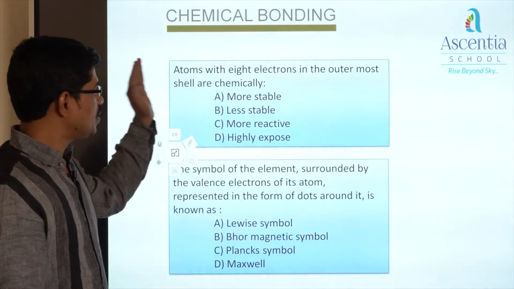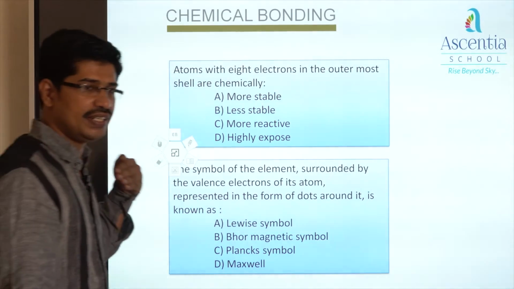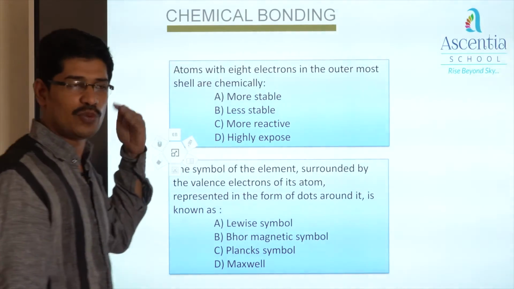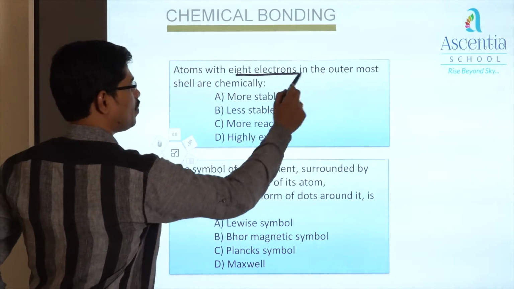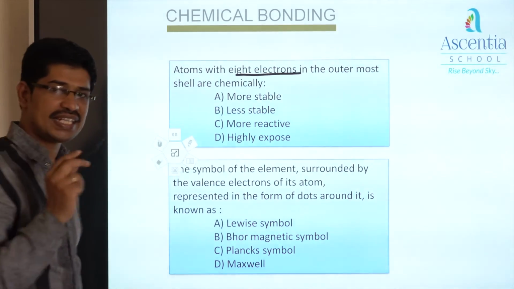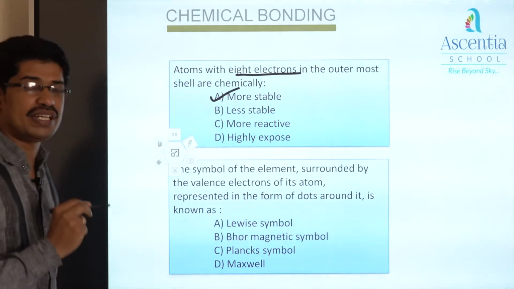Atoms with 8 electrons in the outermost shell are chemically stable. Just now we have discussed octet electronic configuration and valency electrons. If it has 8 electrons in the outermost orbit, then that kind of atoms or ions or molecules would be more stable. The stability will be more.